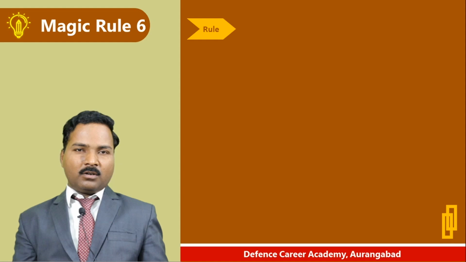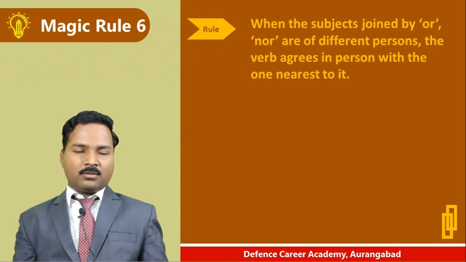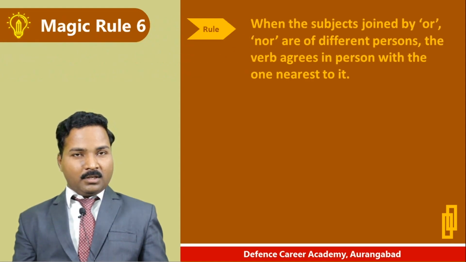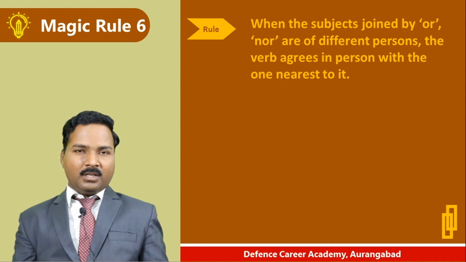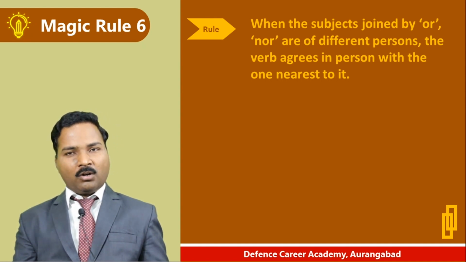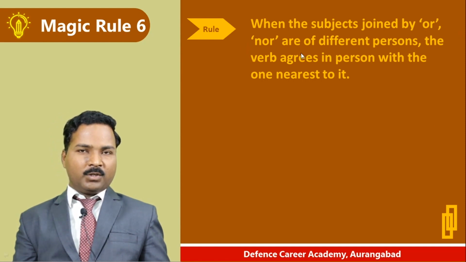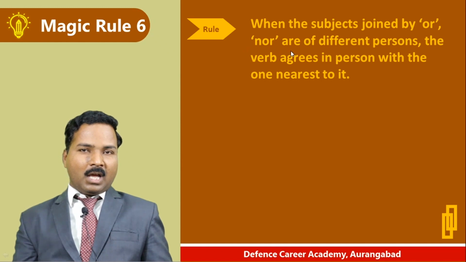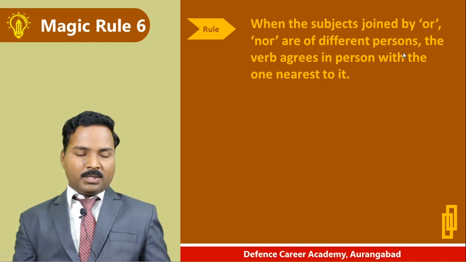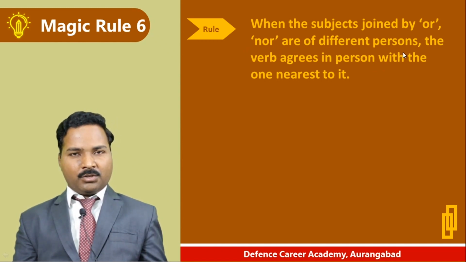In this rule, we can again see that this is also related to subject verb agreement. In this rule, it is said that when subjects are joined by or or nor, and are of different persons. Person can be first person, second person, or third person.